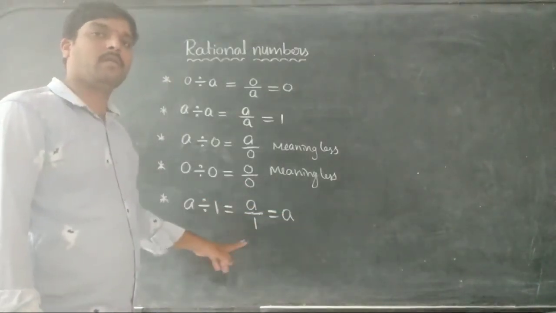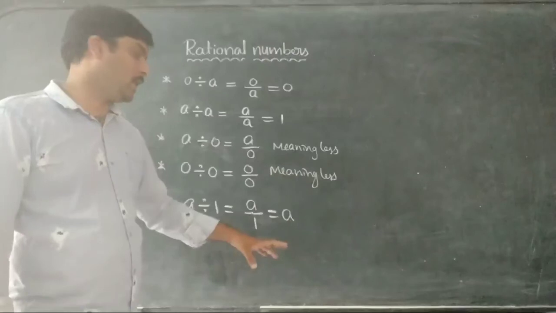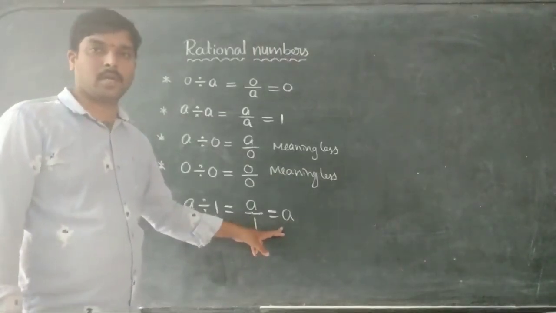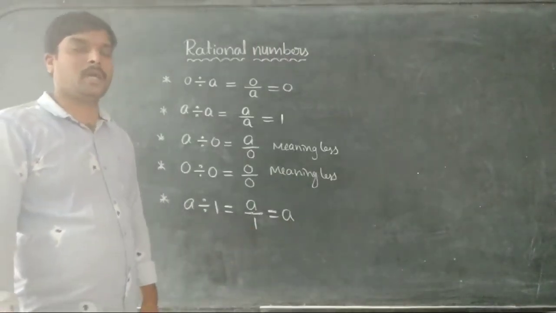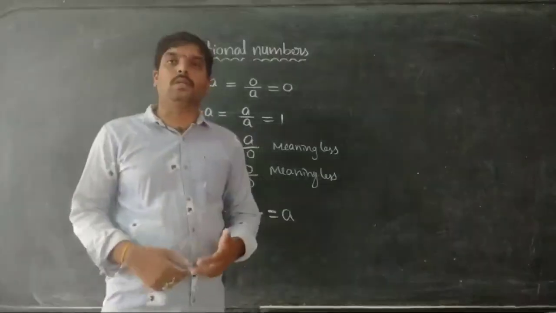Anything by 1 gives the same number. 2 by 1, 3 by 1, 4 by 1, everything gives the same number. Okay? Yes. These are the properties of rational numbers. We will do sums in the next video.